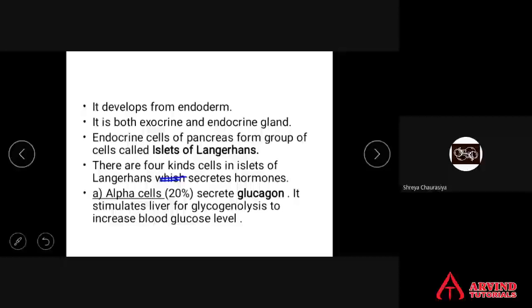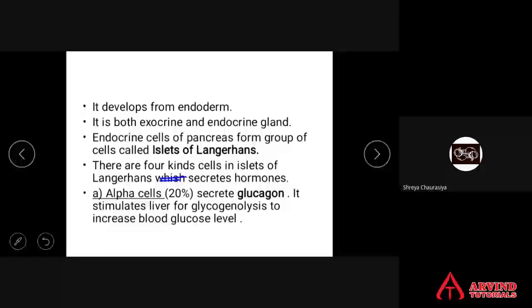Glycogenolysis, ग्लाइकोजन को लाइसिस करना है, like glycogen को ब्रेक डाउन करने का. So ग्लाइकोजन ब्रेक डाउन करेगा तो ग्लूकोज बनेगा और ग्लूकोज ब्लड के अंदर आएगा, तो ब्लड के अंदर ग्लूकोज का लेवल इंक्रीज होता है. So what is the function of glucagon?